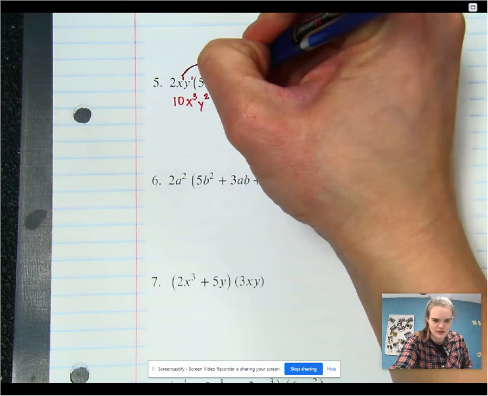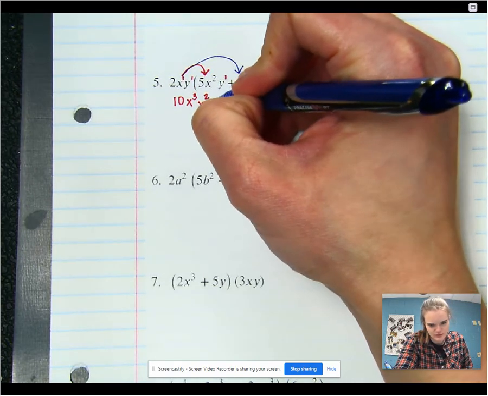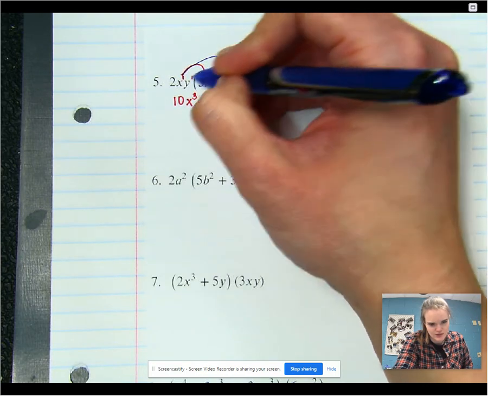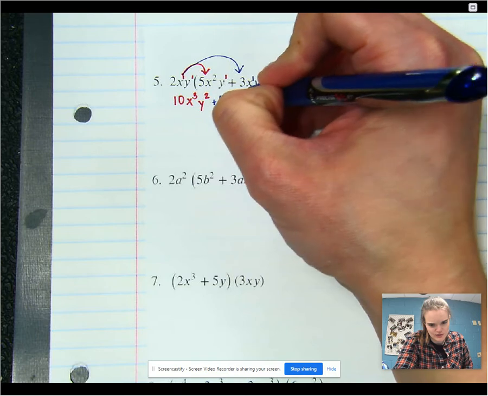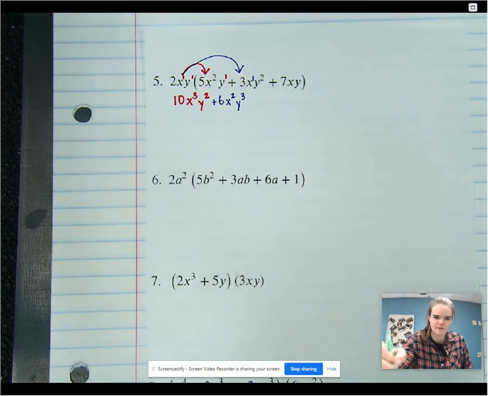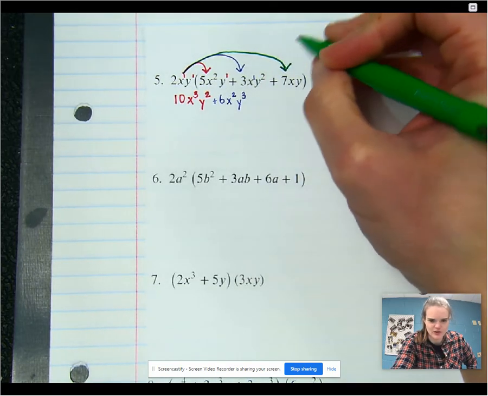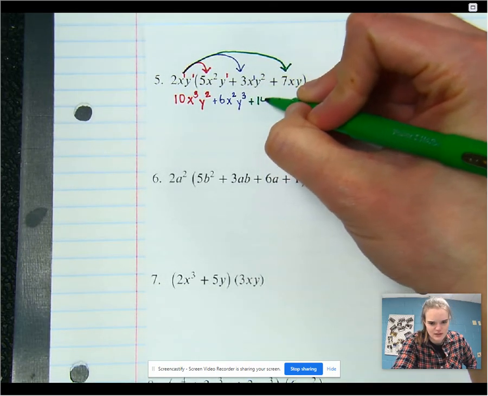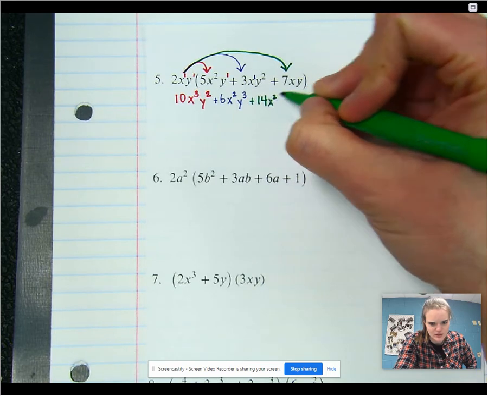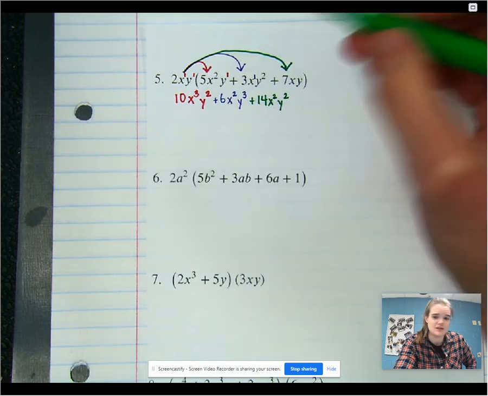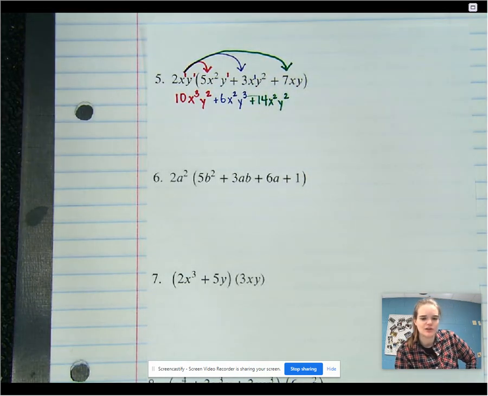Next piece. 2 times 3 is 6. X is x squared. Y is y to the third. And distribute again. You have to do it to every single piece, no matter how many pieces there are. That is 14 x squared y squared. Okay, and there's our answer. I want you to pause the video and try number 6.